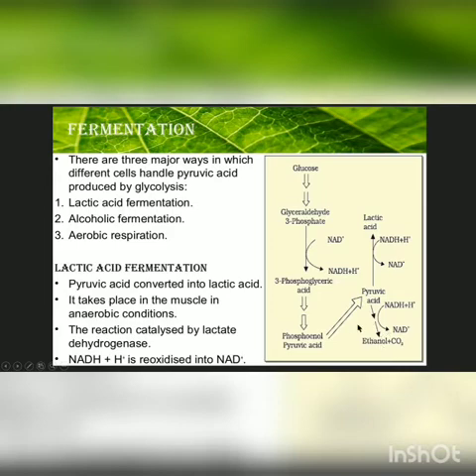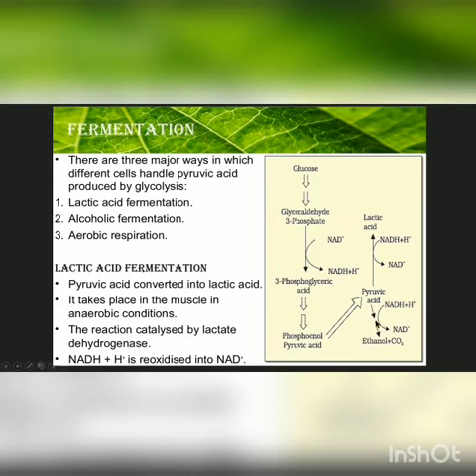Pyruvic acid formed at the end of glycolysis is converted to alcohol by using two enzymes. So here two enzymes are involved, pyruvic acid decarboxylase and alcohol dehydrogenase. Here two enzymes are utilized to convert pyruvic acid into ethanol. Here CO2 is the byproduct. So in two steps, what happens in the first step? In the first step pyruvic acid is decarboxylated, resulting in the formation of acetaldehyde and CO2.